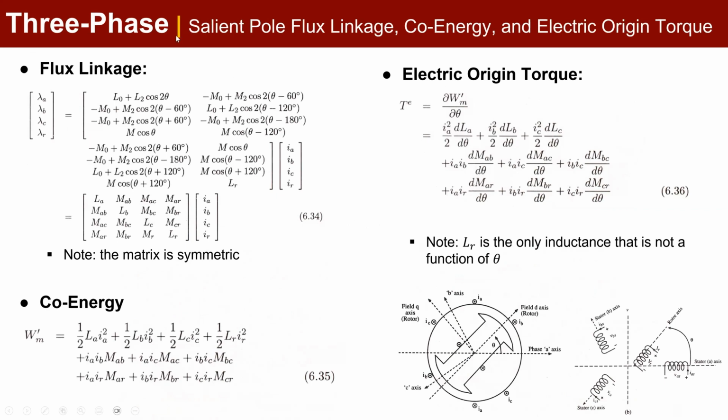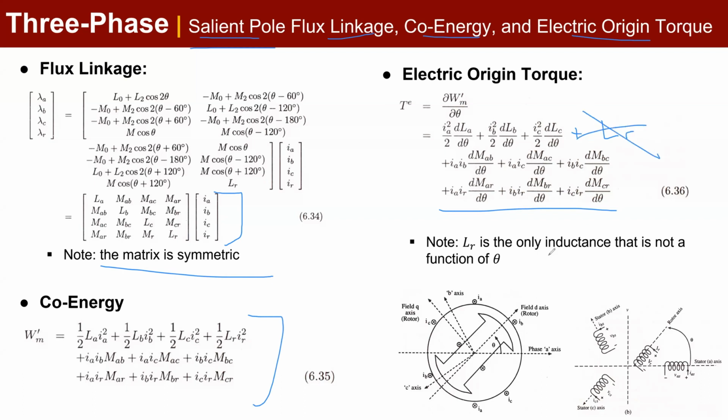So real quick, for both the salient and the round rotor, we will have different flux linkage, co-energy, and electric origin torques. Like I said, I won't get into the derivations, but quickly, this is what the flux linkage is. One note is that the matrix is symmetric. The co-energy is here, and then the electric origin torque is here. One thing you'll note is that this LR term is missing. That's because it's not a function of theta. The rotor inductance is not a function of theta.